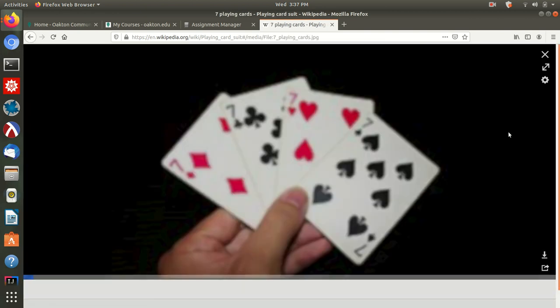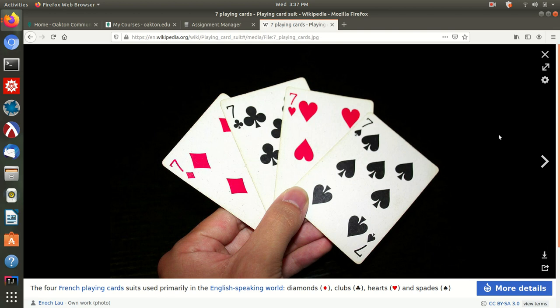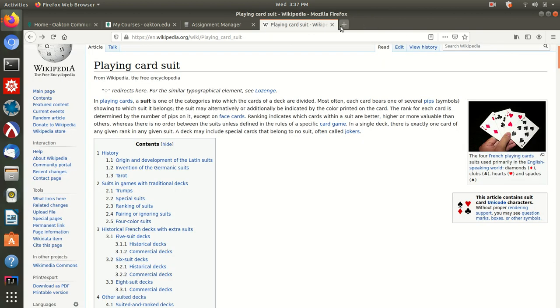Okay, let's click on this image. The 4 French playing card suits used primarily in the English-speaking world are diamonds, clubs, hearts, and spades. So we're not talking about 2s, 3s, 4s, 5s, 6s, 7s, 8s, 9s, 10s, jacks, kings, queens, and aces. We're talking about the 4 suits, which would be spades, hearts, clubs, and diamonds. So I have to make sure I get that terminology correct.